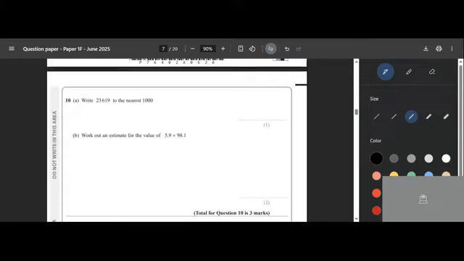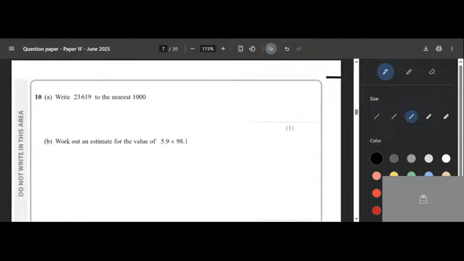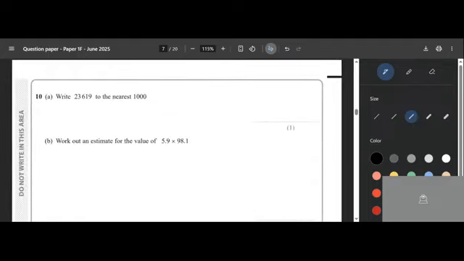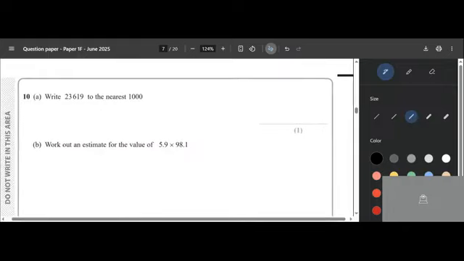So write to the nearest thousand. How do we write a number to the nearest thousand? We just have to know the position of which number is at the thousands place. So we have ones, tens, hundreds, thousands, which is 3. Let me write it bigger so that at least we can see it well. So the 3 is the number in the thousands position.